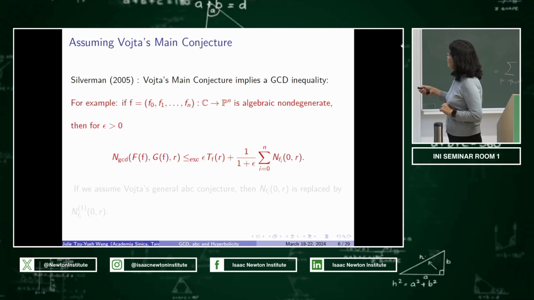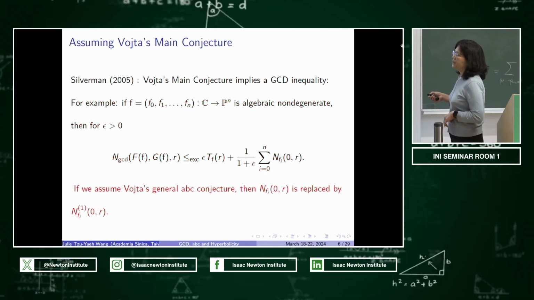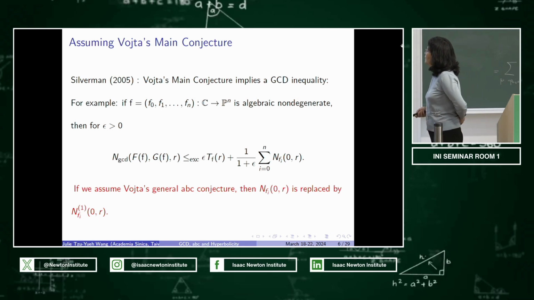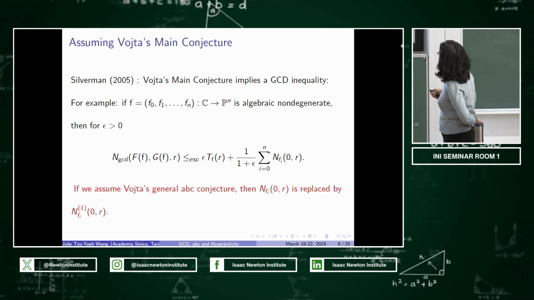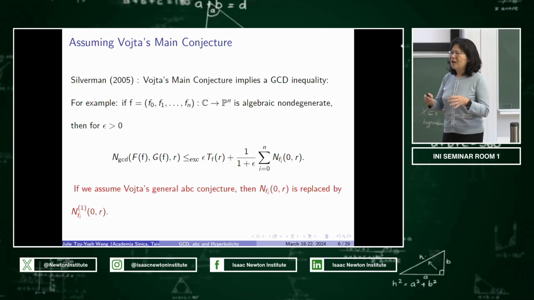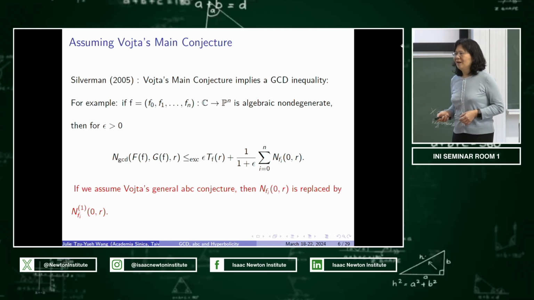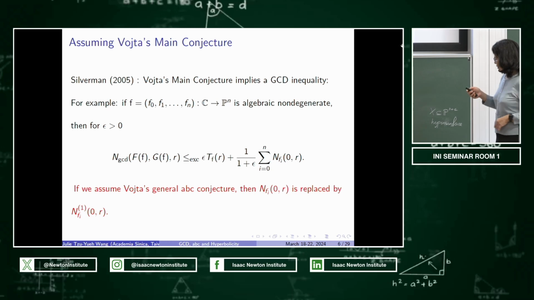Silverman got this by applying a very, very strong conjecture. And then you can even apply a stronger conjecture: if you apply the general ABC conjecture, then you can make this counting function a truncated one. So this is what you can get following Silverman's argument. What does the less than or equal to exceptional mean? It means the inequality holds outside a set of finite measure, so for large enough r.